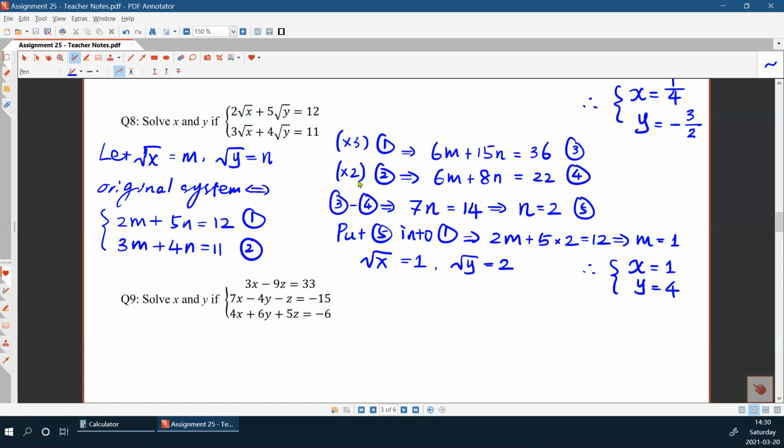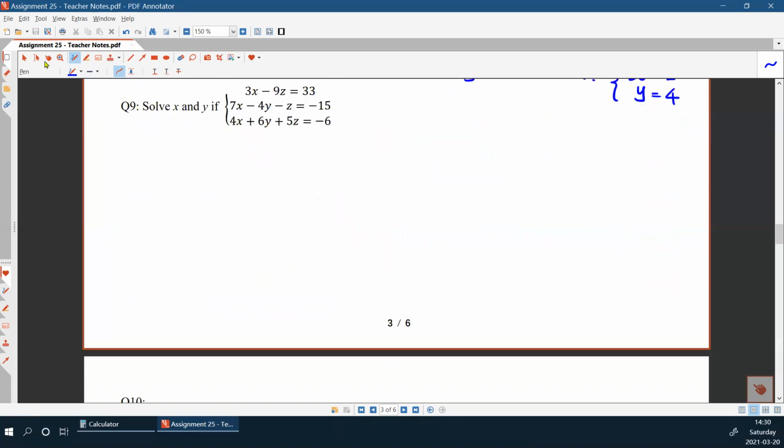Okay. If you have no questions, let's look at question 9. Question 9, what's the difference here? The difference is now we have 3 variables, right? 3 variables, x, y, z, and 3 equations. So in essence, you can solve this system.